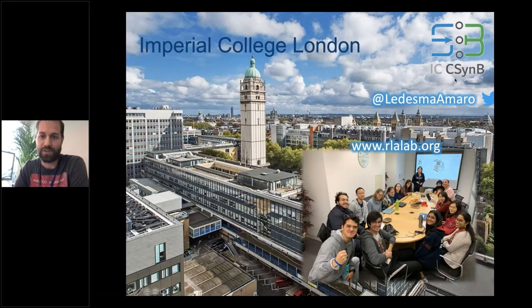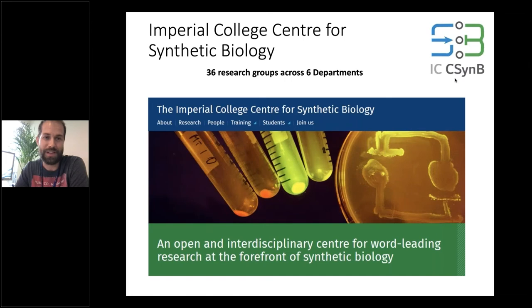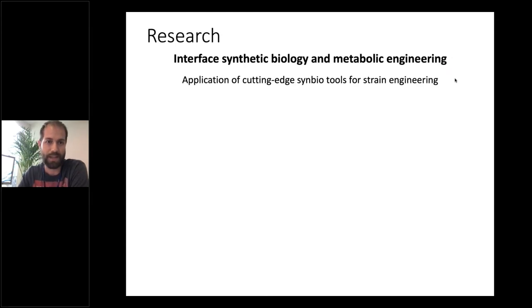So first, I would like to introduce the group. We are at Imperial College London, in this campus, South Kensington, which is central London, really close to Hyde Park and all the museums, so it's really nice around here, especially days like today that are sunny, which is quite unusual. We are part also of the Imperial College Centre for Synthetic Biology, which is a multidisciplinary research environment with people from different departments, spanning from mathematics to biology or bioengineering, such as my case.